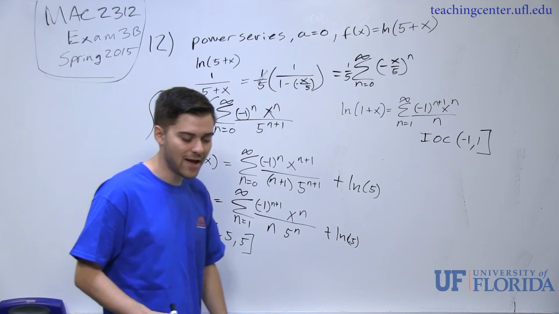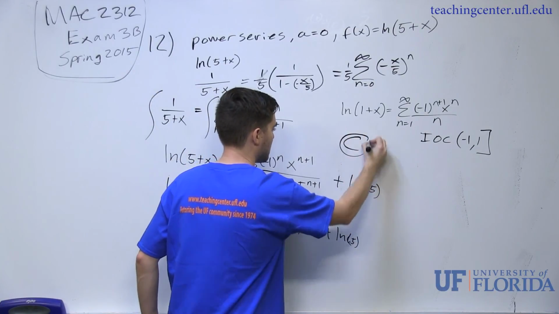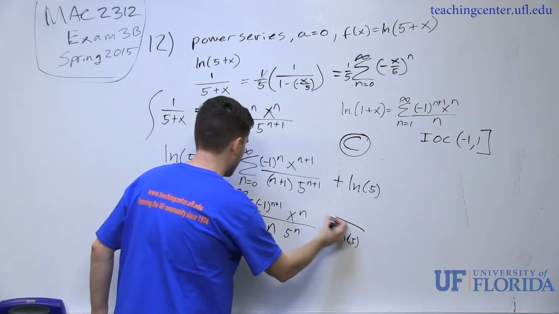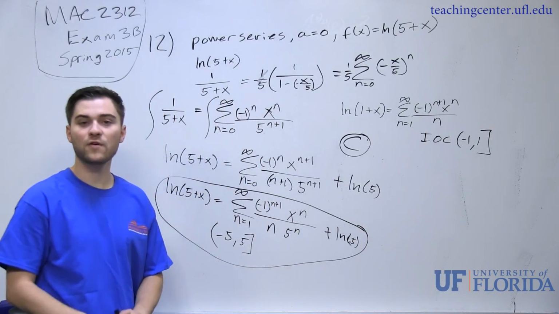So looking at all of that, that gives us a final answer of C. And this was our final power series with the interval of convergence in it.